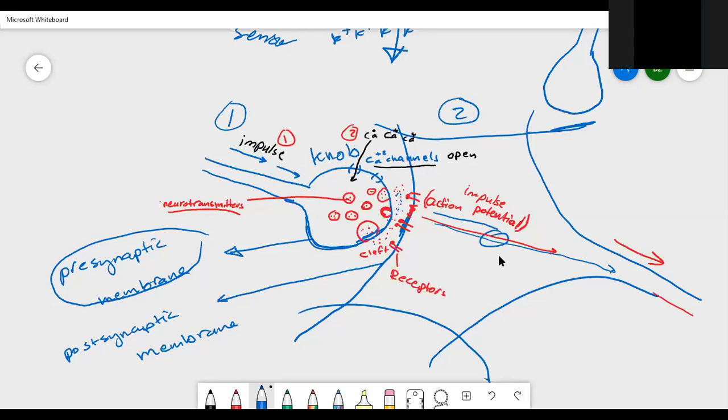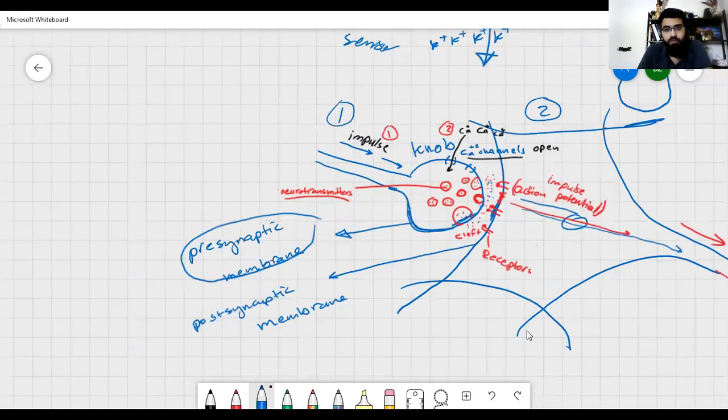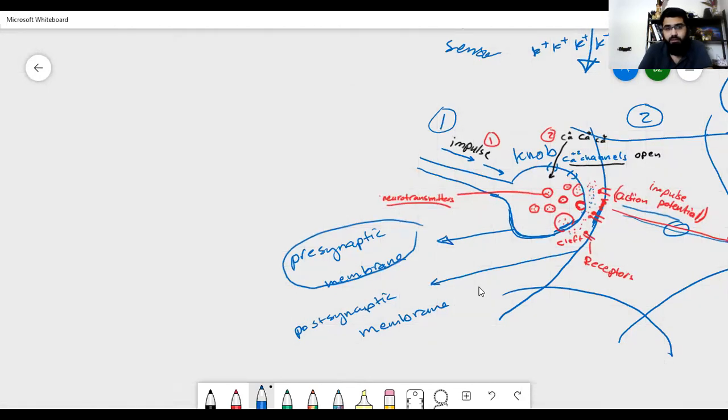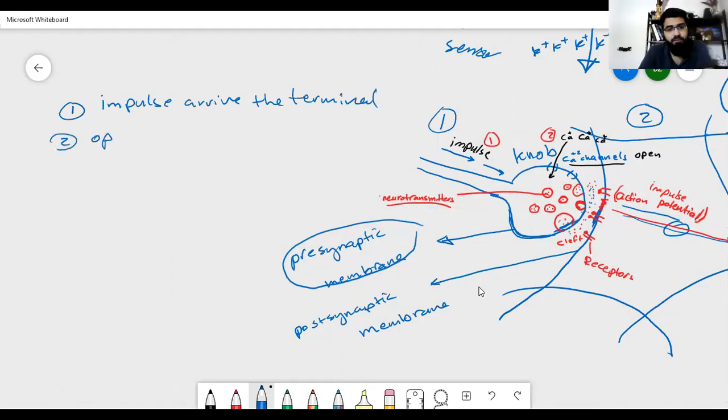Any question about this? Yes. Can you repeat? I repeated two times, but I will repeat one more time very quickly. Number one, the impulse arrives at the terminal. Number two, this arrival of the impulse opens calcium ion channels.